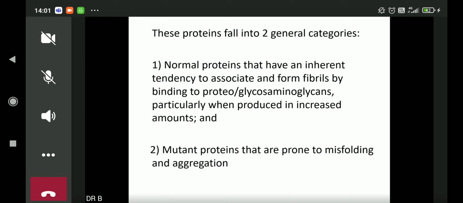Amyloid proteins basically fall into two general categories. Normal proteins that have an inherent tendency to associate and form fibrils. Where do they associate? They associate with proteoglycans or glycosaminoglycans when they are produced in high amounts. So these are basically normal proteins, but they are produced in high amounts, are not being cleared off by our system, get associated with proteoglycans and start getting deposited. Or there are mutant proteins that are prone to misfolding and start aggregating.